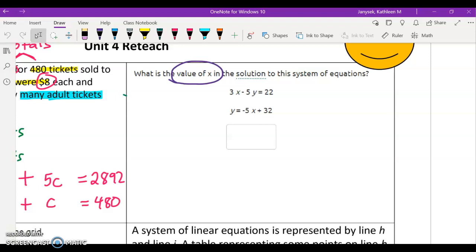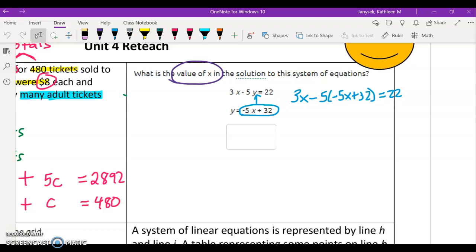So this is a substitution problem. Because we have a variable by itself, y is alone in the second equation, y is equal to all of this. So that means anywhere there's a y, like up here, I can replace it with negative 5x plus 32. But don't forget to finish the equation. We're really writing the entire equation exactly as you see it, 3x minus 5y, but instead of y, we put negative 5x plus 32. And then don't forget the equals 22 on the end.